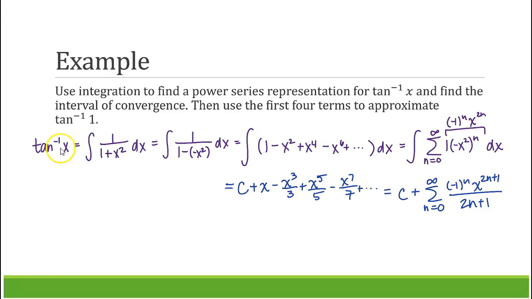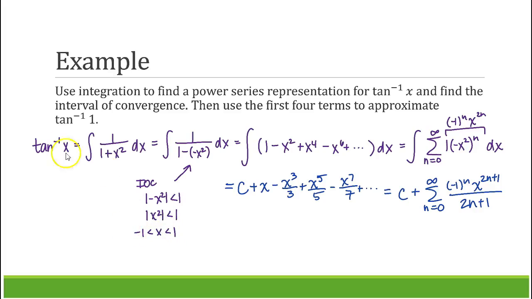So again, if we follow that chain of equal signs, we know tan inverse should be equal to this power series representation for any value in the interval of convergence. So let's take a second and think about the interval of convergence first for my 1 over 1 minus negative x squared portion. Since it's geometric, that's when the absolute value of negative x squared is less than 1, which is just absolute value of x squared less than 1, which only happens between negative 1 and 1.